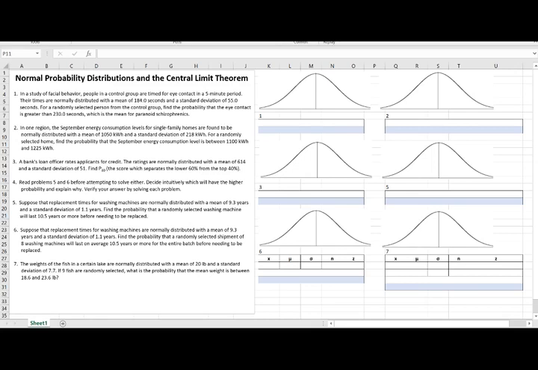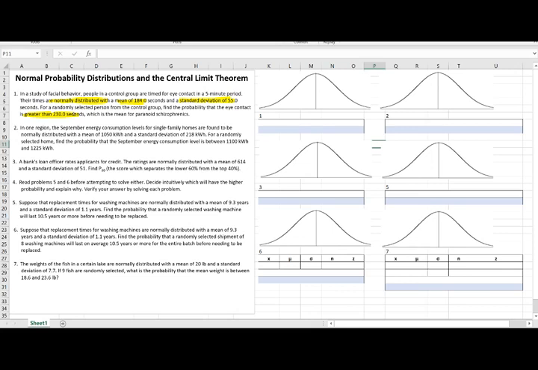Okay, so number one, in a study of facial behavior, people in a control group are timed for eye contact in a 5-minute period. Their times are normally distributed. Right, that's important. With a mean of 184 seconds and a standard deviation of 55 seconds, for a randomly selected person from the control group, find the probability that the eye contact is greater than 230 seconds. Apparently 230 seconds is the mean for paranoid schizophrenics.